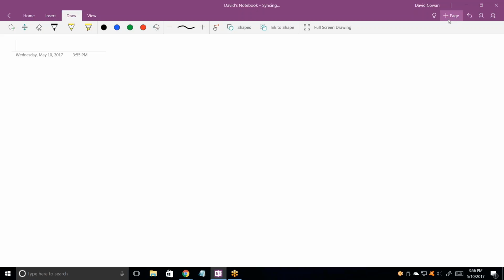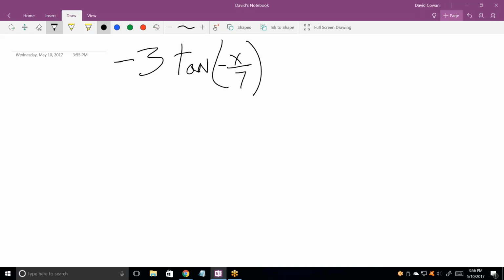Okay. So I have negative 3 tan of negative x over 7, plus 6. All right. Let's start with this argument that's minus x over 7.